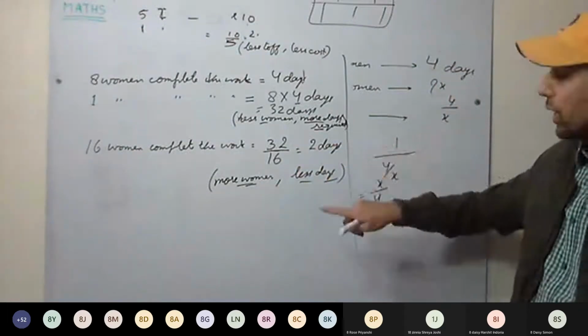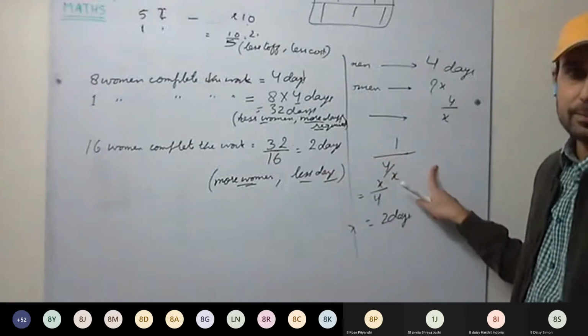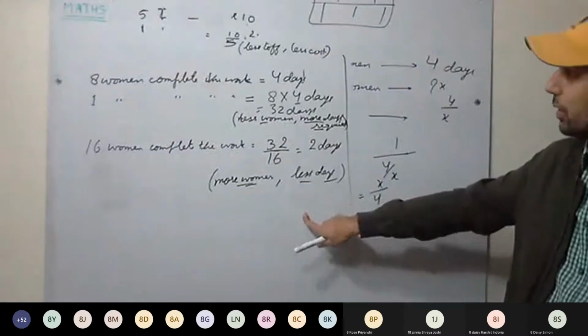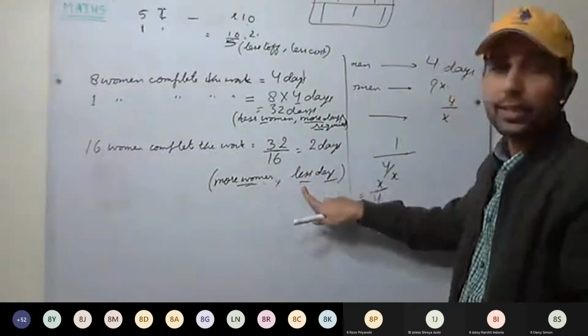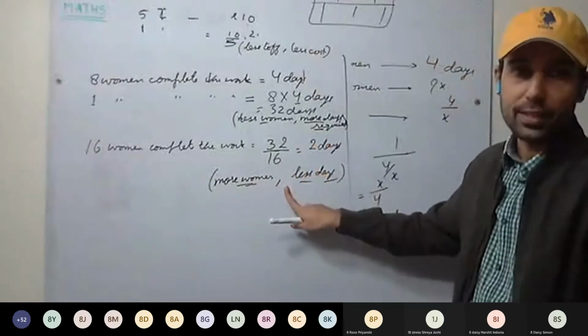So first, always try to find in the question whether it is direct variation or inverse variation. Okay. Then solve it. So you can write these things. You will understand the question, whether we have to multiply or where we have to divide. Understood?